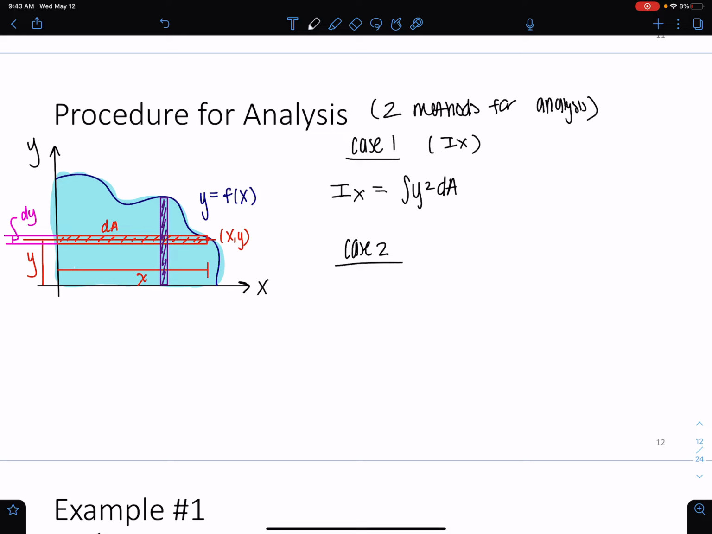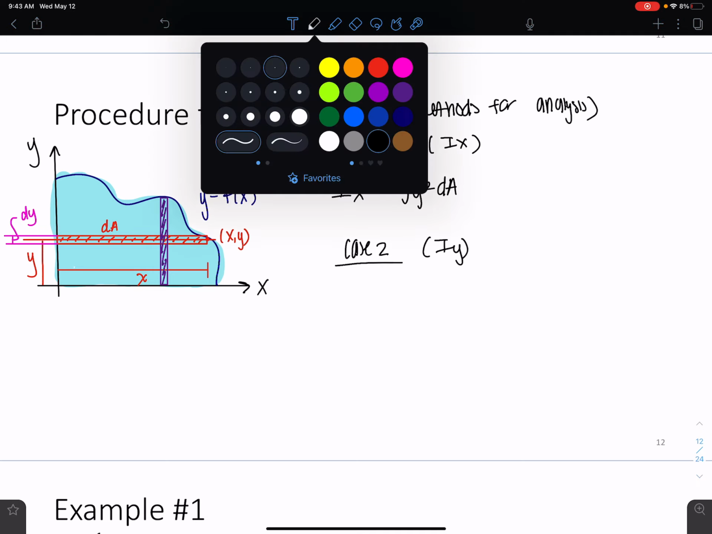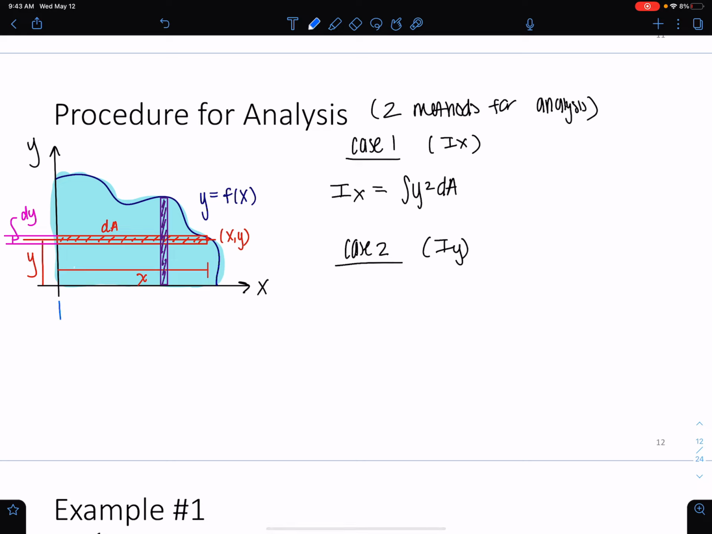you can see I would orient this element parallel to the y-axis. So this is when I want to find Iy, right? And now my x would be, I'm going to use different colors here, this distance. My y would be this distance, and this would be my dA, right? And this is when we want to find Iy. Okay, so we have two different options here.